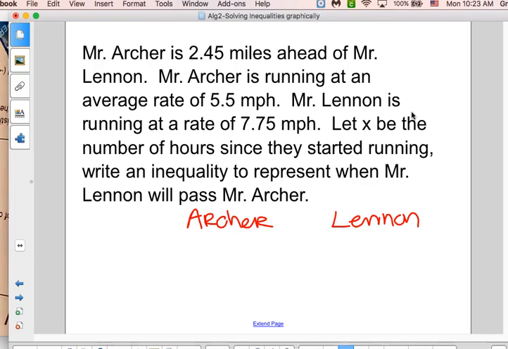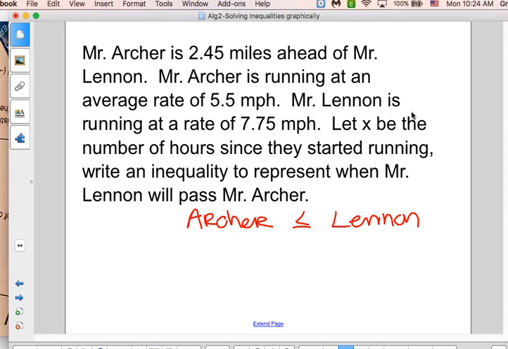And in the end, we want to know when Lennon is going to pass Archer. So in the end, who do we want to be greater than, Lennon or Archer? Lennon, because we want him to pass him, right? So if we want him to pass him, doesn't he want to be ahead in the end? And the moment they pass each other, are they going to be equal or not equal? Equal, because if they're passing at that moment, are they going to be at the exact same point?